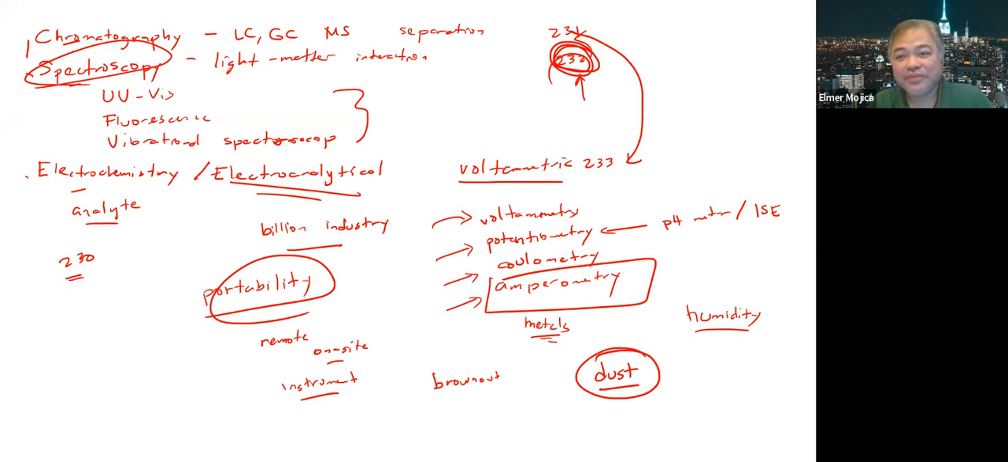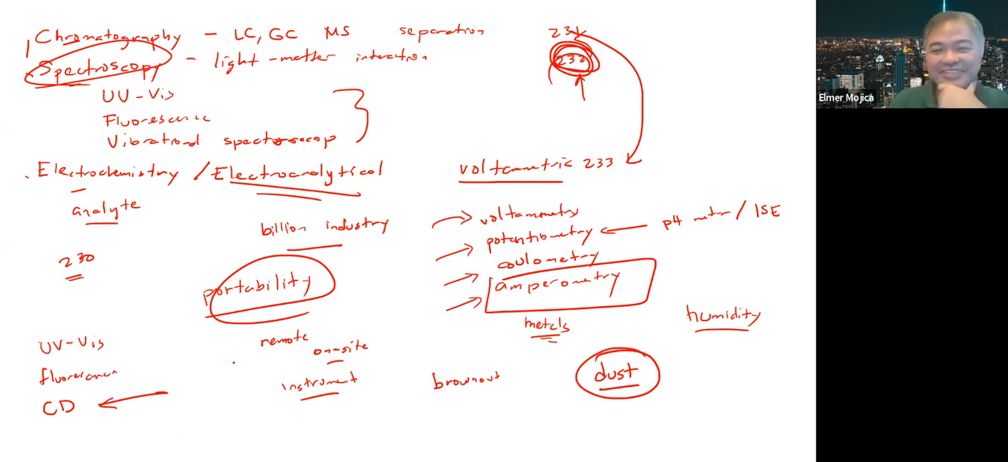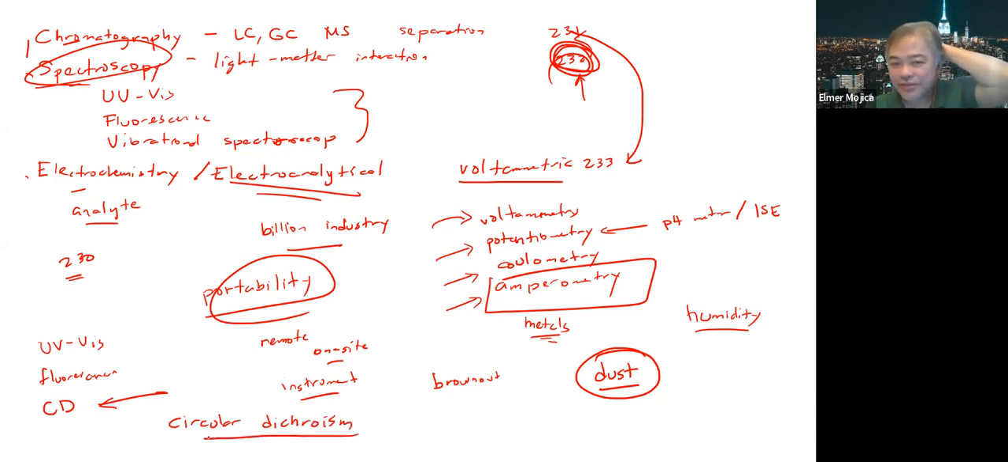That's why he's always happy when I go there because the minimum number of instruments I use is 3 at a time. Once I put it in a cuvette, I get the UV-Vis, I get the fluorescence, I get the CD. You're familiar with CD? It doesn't mean compact disc. CD is circular dichroism. So what do you think the CD measures?